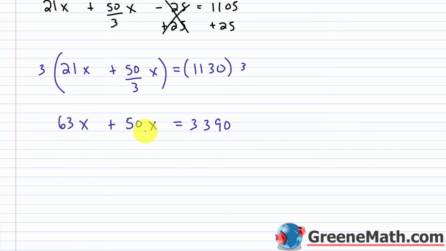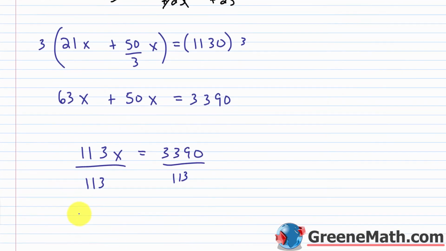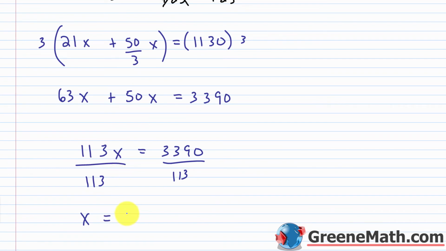63x plus 50x: 3 plus 0 is 3, 6 plus 5 is 11. So this would be 113x equals 3,390. Divide both sides of the equation by 113, and we'll find that x is equal to 30.